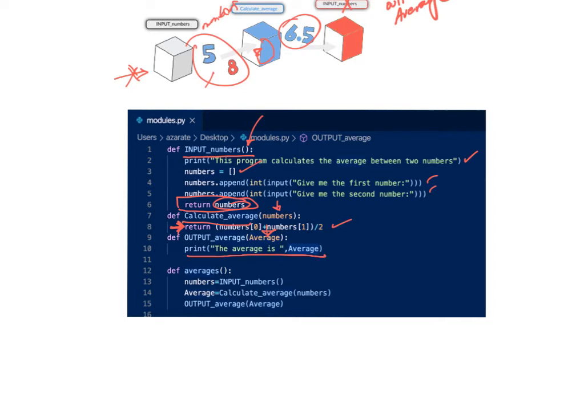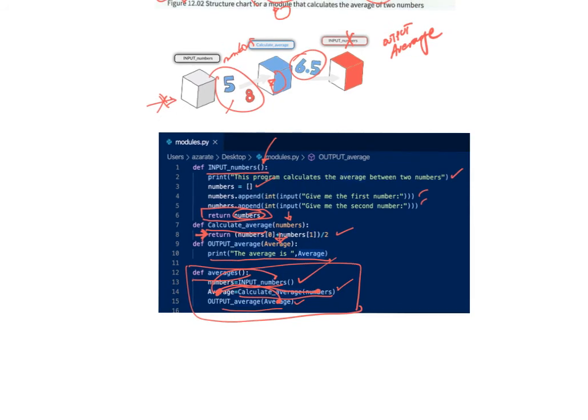So if you look at the whole solution, this is the average. I am first calling the first module, which is input numbers, right? Then calling the second module, and then calling the third. And the result from the first goes into the second, and the result from the second goes into the third.